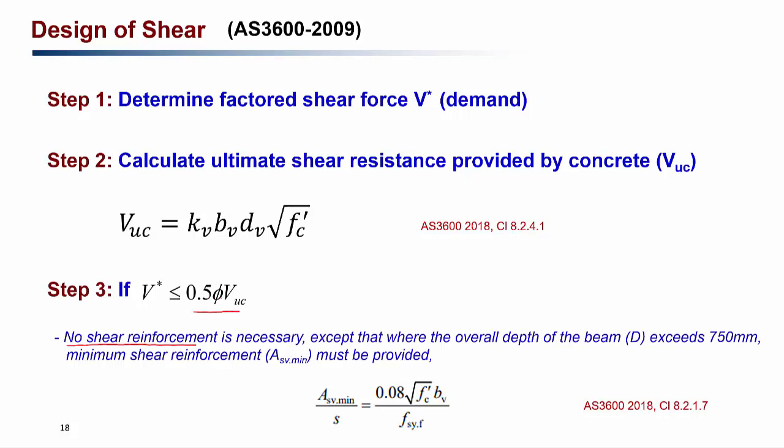Except that where the overall depth of the beam D exceeds 750 mm, in that case you have to provide minimum shear reinforcement. If your overall depth of the beam D is greater than 750 mm, you need to provide shear reinforcement even though V star is less than or equal to 0.5 Vuc. Otherwise, you don't need to provide any shear reinforcement.